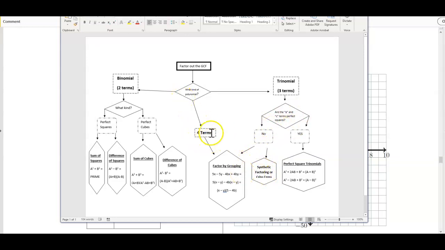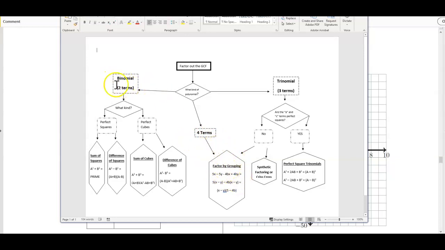But if it starts off with 4 terms in it, then for sure you're going to do that factor by grouping or box method. I'll go ahead and put box method in there too. I thought it was on this one. I have a different flow chart. Maybe I'll probably put that one up instead, but just so you can see how that goes. So if it's 4 terms, you're going to do factor by grouping, box method, like that.